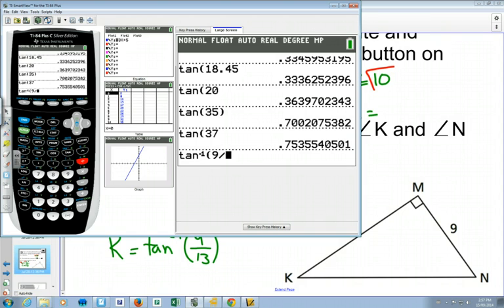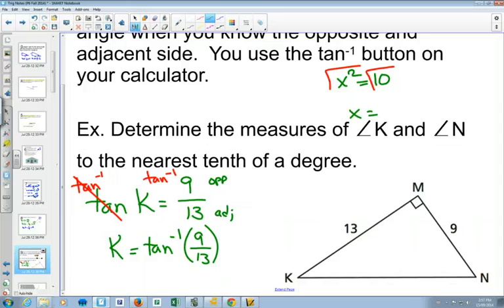Now if we do 9 divided by 13, we get 34.7, to the nearest tenth, which will be angle K. And I can label it here as 34.7, which is way better than the guessing and checking that we had done before.